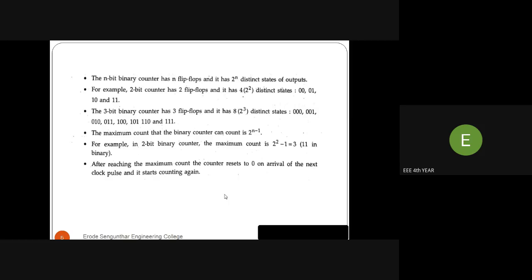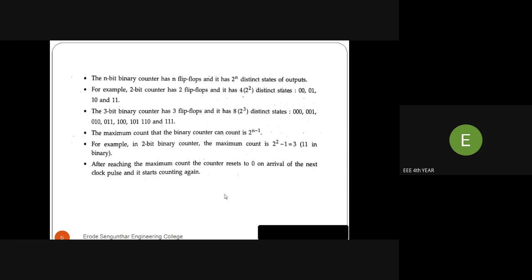The maximum count that a binary counter can count is 2 power n minus 1. For a 2-bit counter, 2 power 2 is 4, minus 1 is 3, so there are different states. The maximum count that the binary counter can count is the 3rd binary value, which is 1 1.